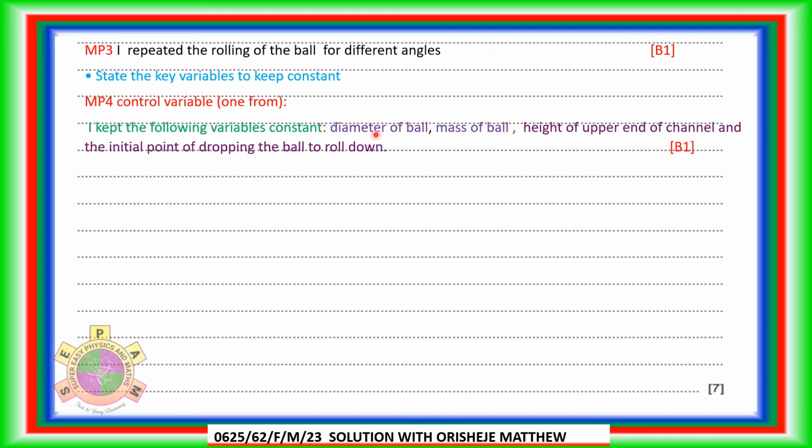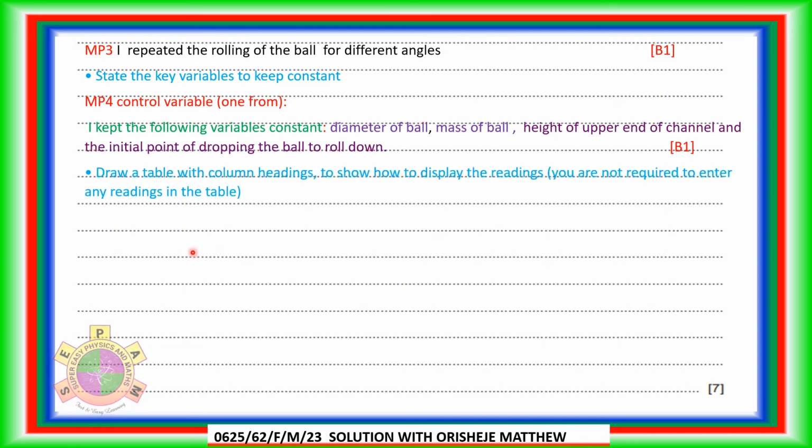I kept the following variable constant: the diameter of the ball I use, so I'm using the same ball. I'm using the mass of the ball. I'm using the same marble ball throughout the experiment. The height of the upper end of the channel and the initial point of dropping the ball to roll down. So I kept all these values constant, so my experiment will be a fair test. So for doing this, the variable kept constant, I have 1 mark.